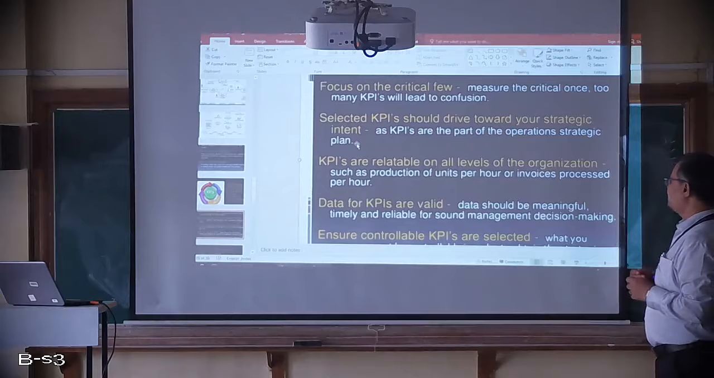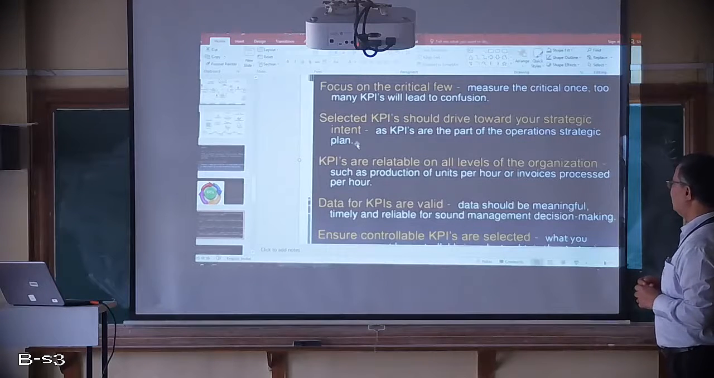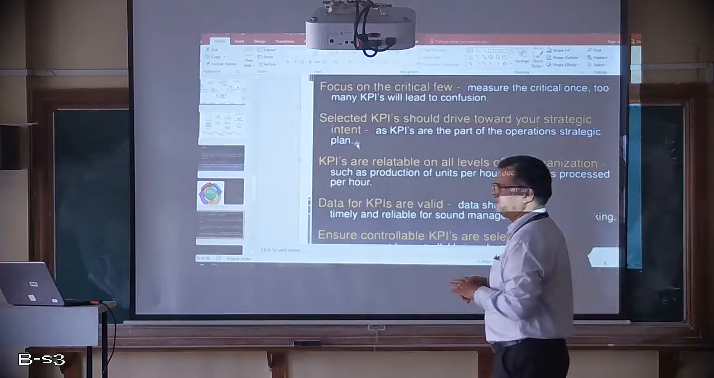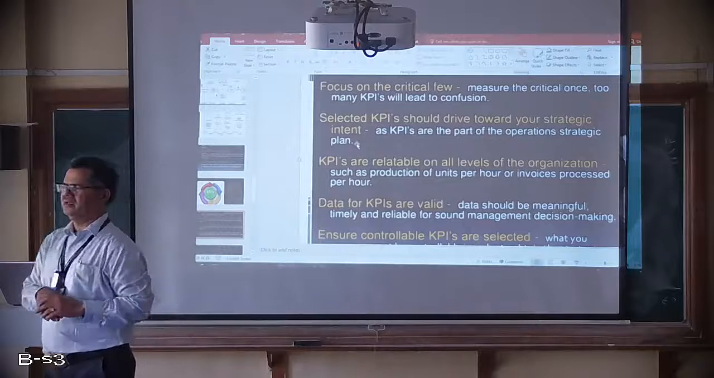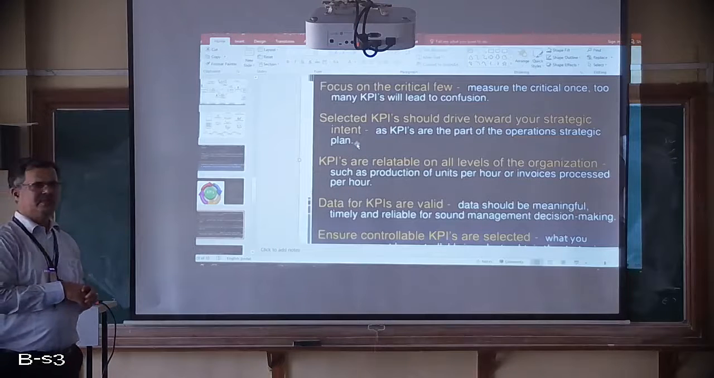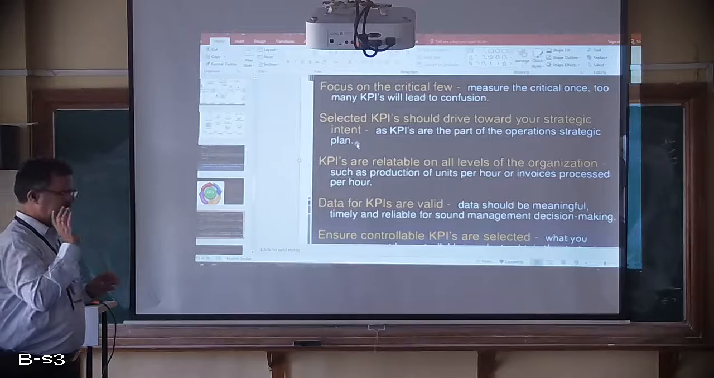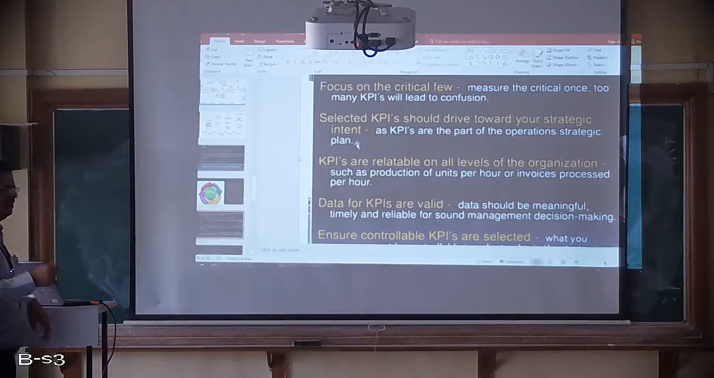Data for KPIs must be valid. Data should be meaningful, timely, and reliable for sound management decision making. When you choose any KPIs, whatever data you collect should be reliable, because based on that data only you are going to choose the KPI. So whatever data or information you use for a KPI should be valid, meaningful and timely.